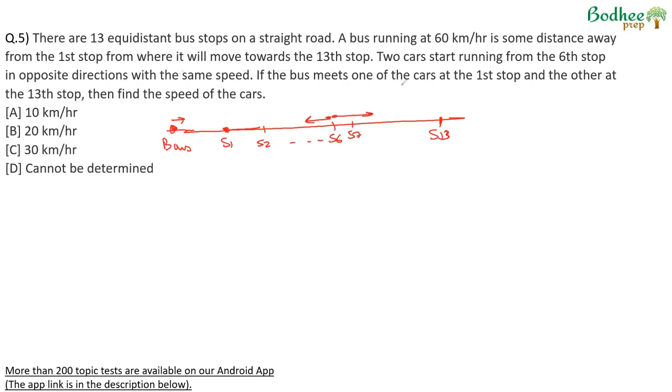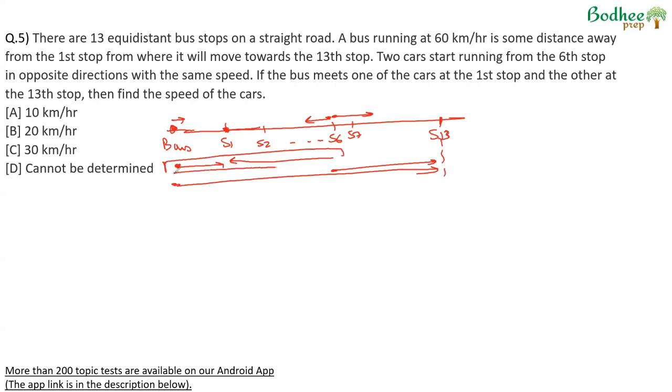With the same speed, if the bus meets one of the cars at the first stop, so the bus and the first car meet at the first stop, and the bus and the second car meet at the 13th stop. So this is the first situation. This is the second situation.